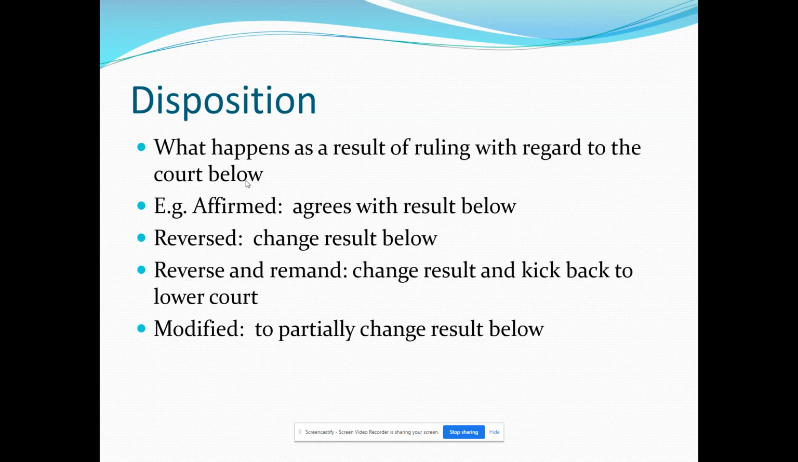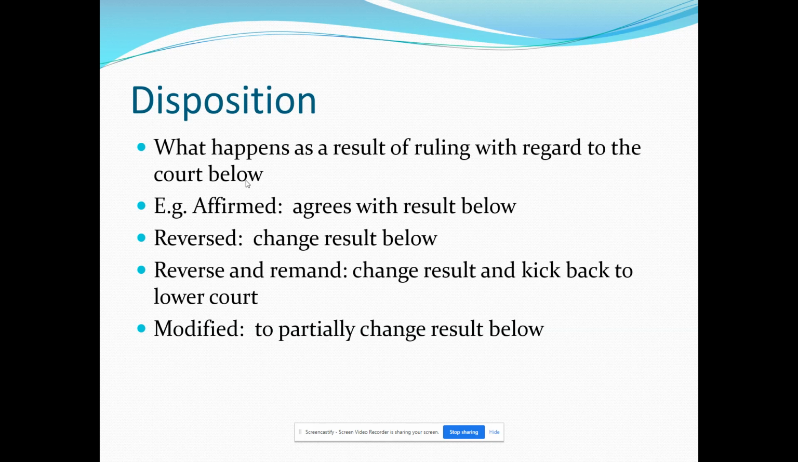Disposition. So don't confuse holding with disposition. When you're writing your legal brief, you can add disposition, it doesn't hurt anything. But the holding is the answer to the issue question. The disposition is what happens as a result of the ruling with regard to what happened before. Let me start that over again. How it affects the prior judgment.